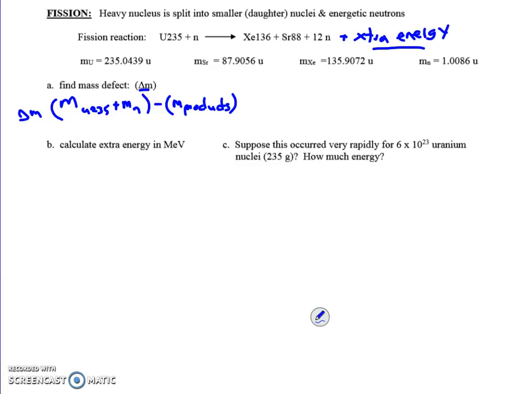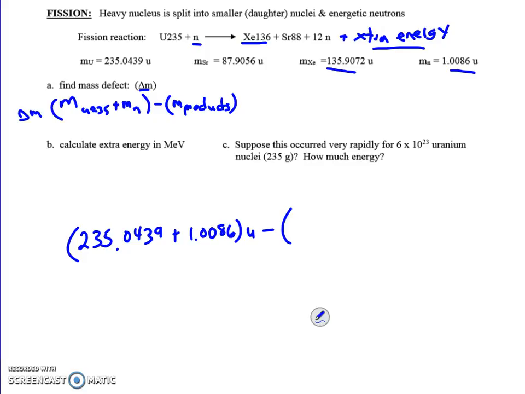All right, so let me do that in the space below here because I've run out of space there. What this would be is I've got the mass of U-235, which is 235.0439, plus the mass of a neutron, which over here is 1.0086 U's. I'm going to put parentheses around that. Minus my products. My first product is xenon-136, so its mass is right here.